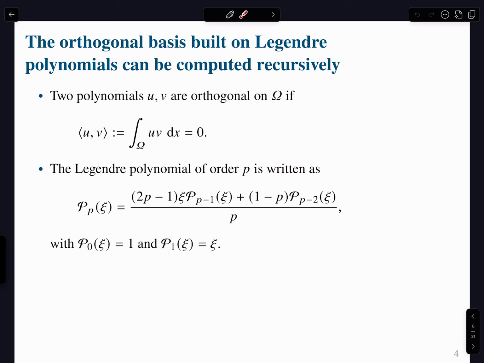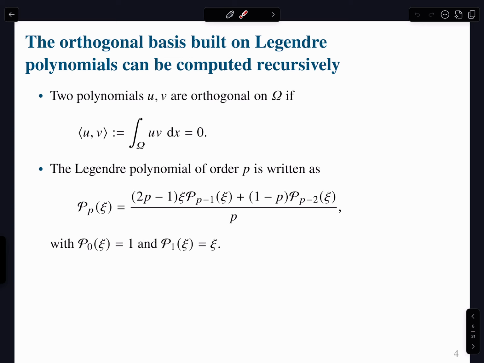You say here that the Legendre polynomial of order p is equal to this whole expression, and you see p showing up here. That is the polynomial interpolation order. Then you have the Legendre polynomial p minus 1, so one order less, and here you have two orders less. Now, obviously, P0 is equal to 1, and P1 is equal to ξ, and these are the ones that are going to finish the recursion.